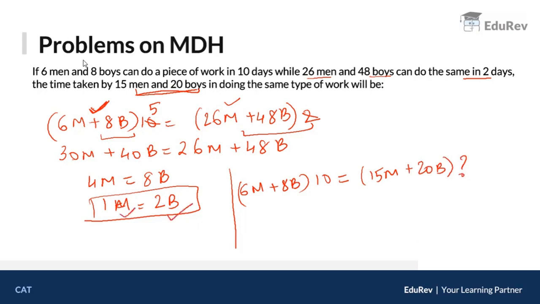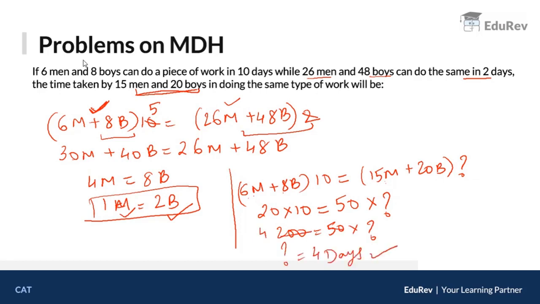So 6 men will be 12 boys. 12 plus 8 will be 20 boys taking 10 days, which is equal to 15 men. 15 men will be 30 boys. 30 plus 20 will be 50 boys taking how many days? So 200 is equal to 50 into what? 50 ones are 50, 50 fours are 200. So your question mark will be 4 days, and that is your answer. So this is how you're going to solve the problems on MDH.